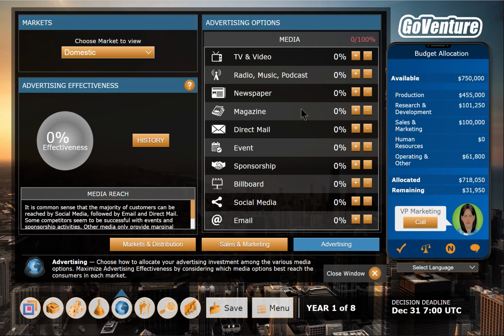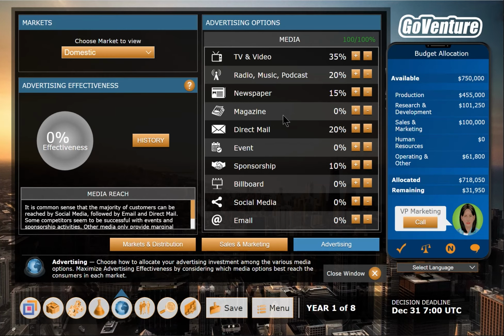If the advertising module is enabled in your simulation, you'll see something similar to this, where you would choose the territory, and for each territory that you're selling into, you would set the advertising options separately. Then you can see different advertising options, and you have to set how much of your marketing money is going to go to each type of advertising option or media. And it has to total 100%.